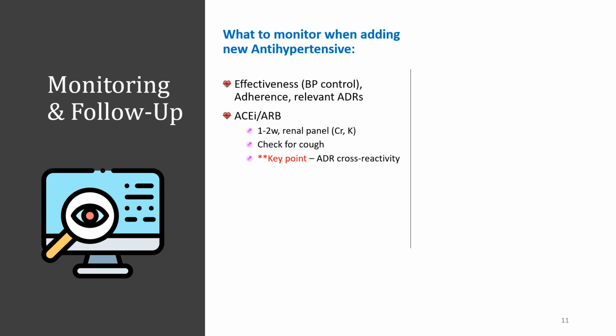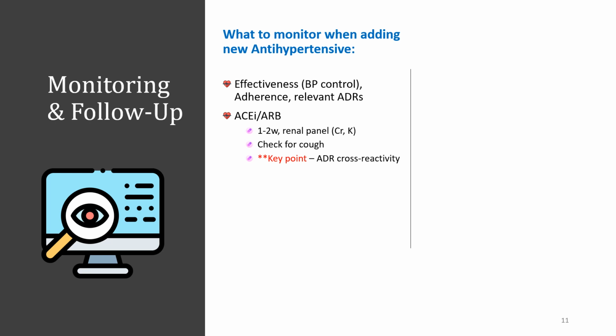For those on ACE inhibitors, check for cough. This does not occur with ARBs. And the key point I want to stress here is the ADR cross-reactivity between ACE and ARBs. Now, for creatinine and for potassium, the cross-reactivity is often there. If someone has developed hyperkalemia or AKI with ACE, they are likely to also develop it with ARBs. And AKI sometimes is a function of dehydration as well. So you need to be exercising some sort of clinical reasoning and thinking about what could be attributed to the rise in serum creatinine.